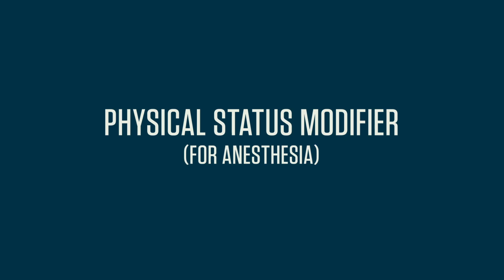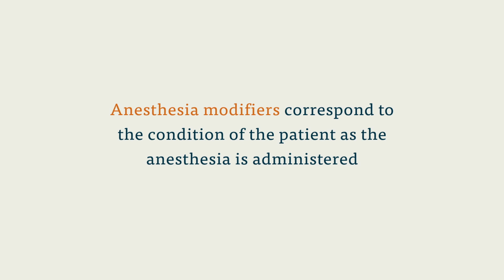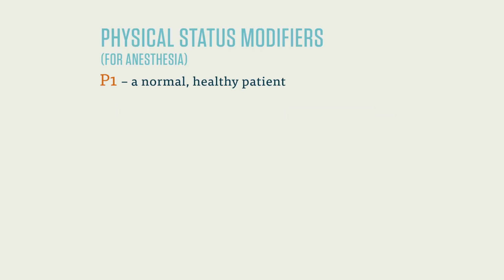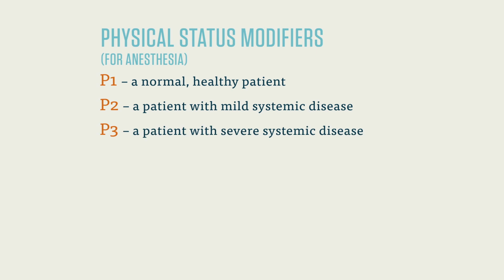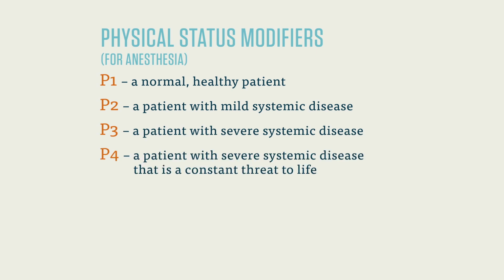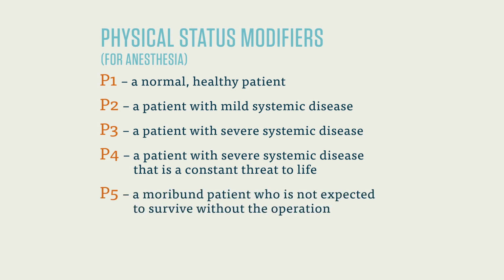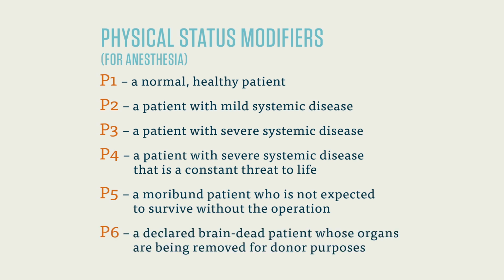Physical status modifier for anesthesia. Anesthesia procedures have their own special set of modifiers, which are simple and correspond to the condition of the patient as the anesthesia is administered. These codes are P1, a normal healthy patient, P2, a patient with mild systemic disease, P3, a patient with severe systemic disease, P4, a patient with severe systemic disease that is a constant threat to life, P5, a moribund patient who is not expected to survive without the operation, P6, a declared brain-dead patient whose organs are being removed for donor purposes.